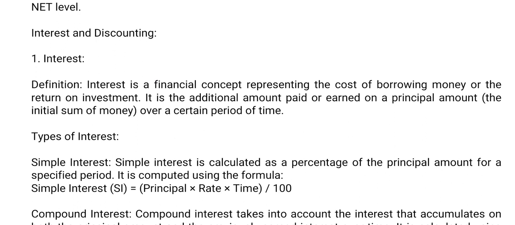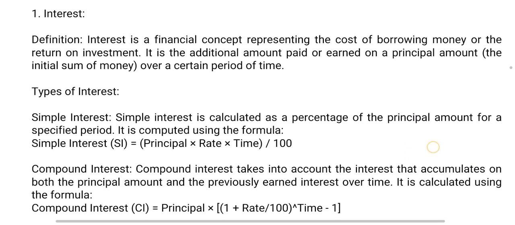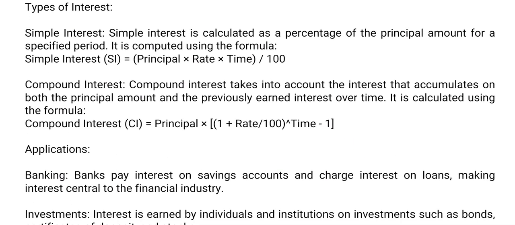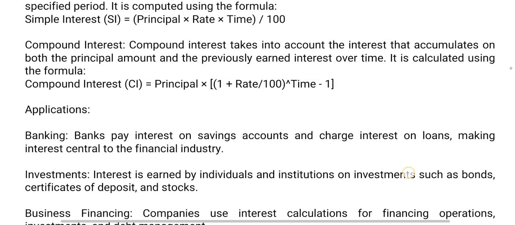Simple interest. Simple interest is calculated as a percentage of the principal amount for a specified period. It is computed using the formula simple interest equals principal into rate into time by 100. Then compound interest. Compound interest takes into account the interest that accumulates on both the principal amount and the previously earned interest over time. It is calculated using the formula compound interest is equal to principal into (1 plus rate by 100)^time minus 1.